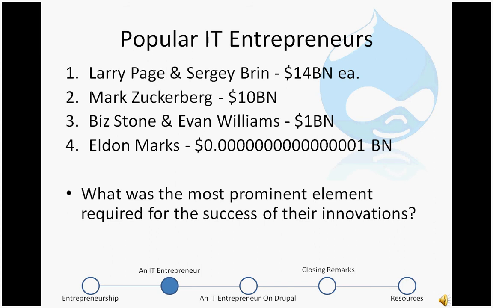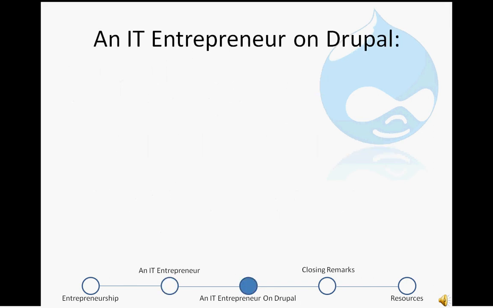So the question is, what was the most prominent element required for the success of their innovations? And if you know anything about Facebook, Twitter, or Google, the answer is the World Wide Web. So it's established. The World Wide Web is this wonderful place in which IT entrepreneurs can make it big. It works so well because the World Wide Web fosters globalization. It basically brings the world to whatever you put out there. And naturally, the more persons you have to sell your innovation to, the more money you can make.